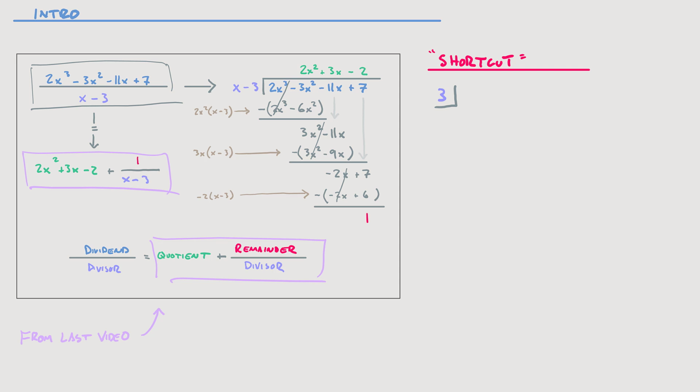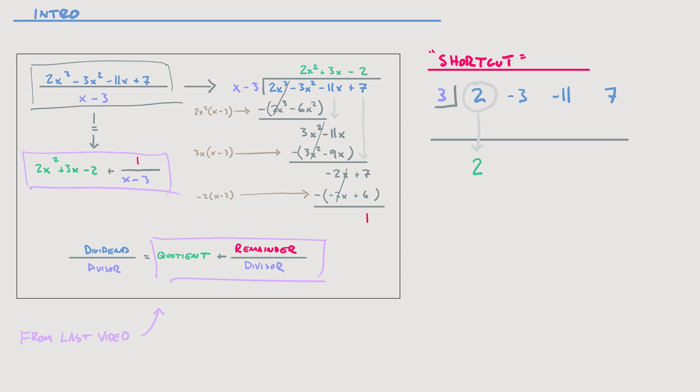Next, after this box, we're going to list all of the coefficients for our dividend. So we're going to start with 2, and then we'll have negative 3, negative 11, and 7. And then I'm going to leave some vertical space and draw a horizontal line underneath all this stuff. Okay, and here's how this works. The very first number, which in our case is the number 2, we're going to bring that below this line.